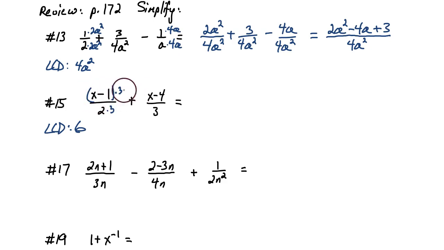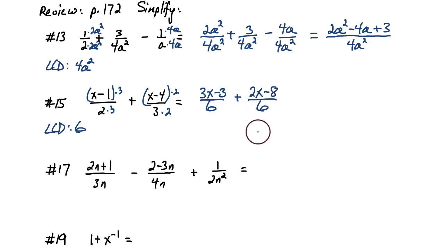Notice how I put it in parentheses, so I multiply them both by 3. We could turn this into 6 by multiplying by 2, and in the top multiply by 2. Again, I'm putting parentheses around it to remember to multiply both things by 2. Let's rewrite. We have 3 times x and 3 times negative 1, all over the denominator of 6. Then we have 2 times x and 2 times the minus 4, all over the denominator of 6.